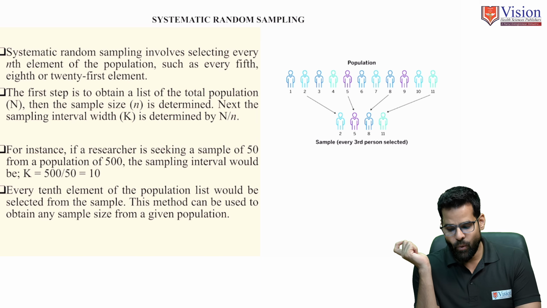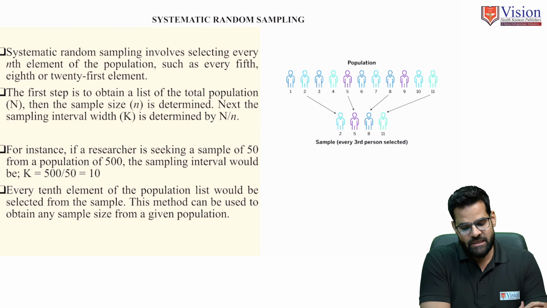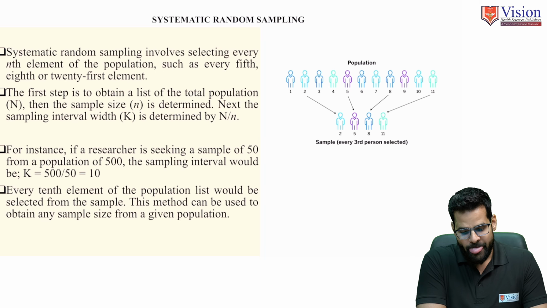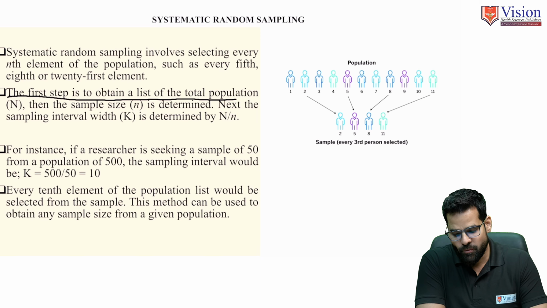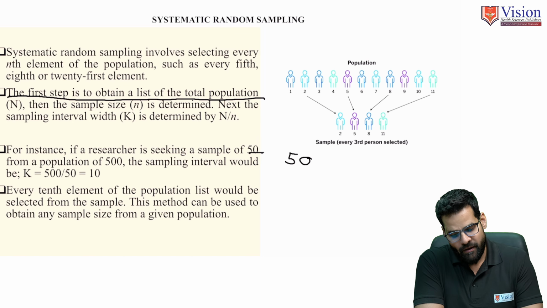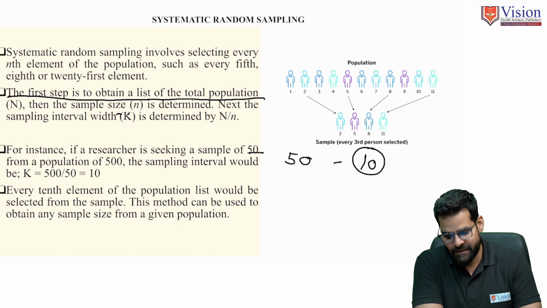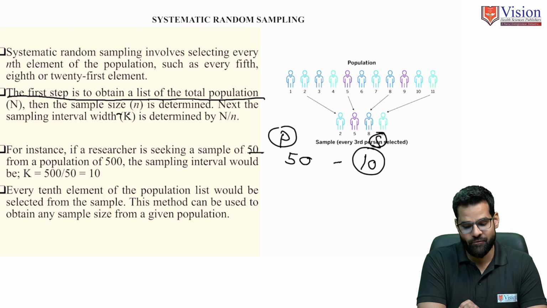Like for example, why only every fifth person, third person, sixth person, or 8th person? So the first step is to obtain a list of the total population, that is n. Let's say n is 50, and then the sample size. How many samples do you want? Suppose you want a sample size of 10. The population is 50, and your sample is 10.